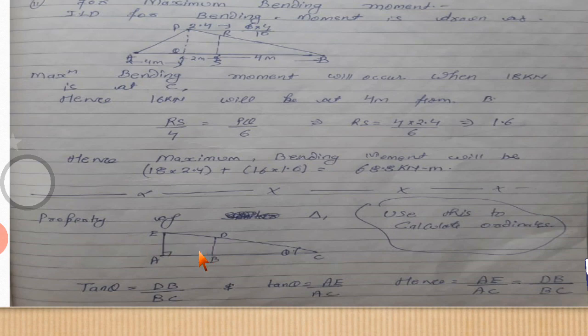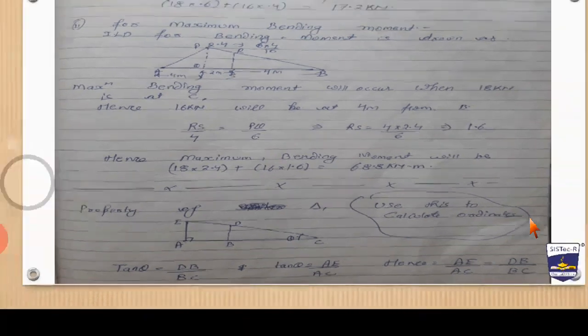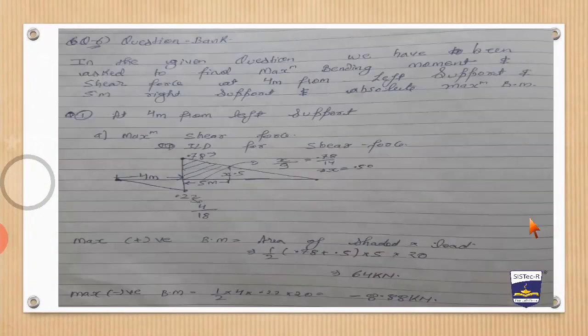For triangle BDC, tan theta will be equal to DB upon BC. Similarly, for triangle AEC, tan theta will be equal to AE upon AC. And we observe that theta is the same for both triangles. Theta is the same, hence tan theta will be the same. Therefore AE upon AC will be equal to DB upon BC. So you can also calculate the ordinates by this trick. Okay, so now we will move to our next numerical.